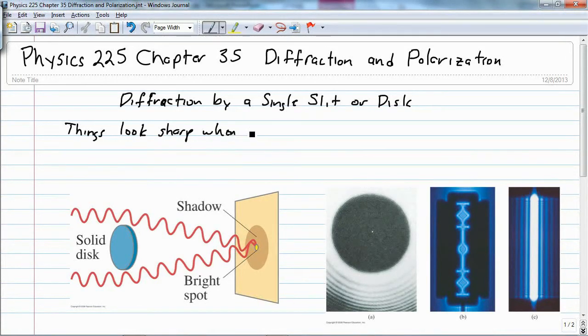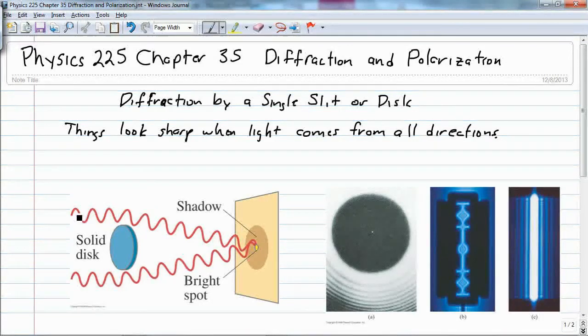When light's in all directions, it kind of fills in the gaps. But when light comes from a point source, you have light rays that are coming in, and then there's this point at which they will bend behind, in this case a disk, and it will put a little bright spot in the center of the shadow.